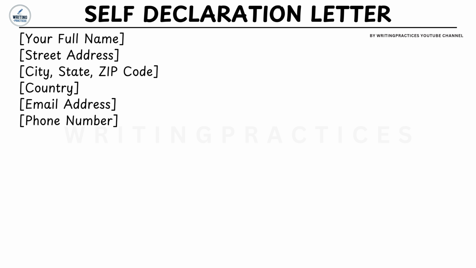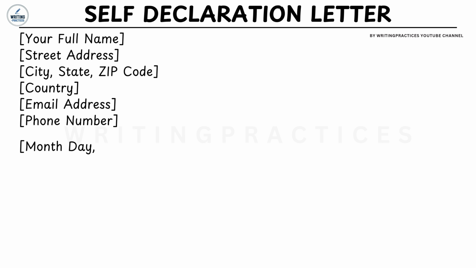Sender information. Start by writing your personal contact details at the top of the letter. For example, Michael Turner, 4518 Oak Ridge Avenue, Phoenix, AZ 85016, United States, michael.turner@email.com, 602-555-1847. This section identifies who you are and provides a clear way for the receiving authority or organization to contact you if verification or clarification becomes necessary.